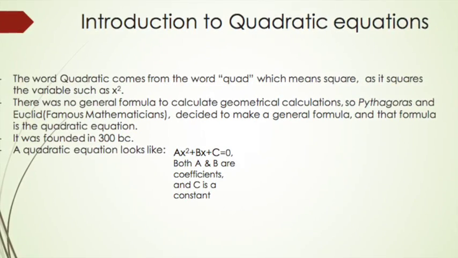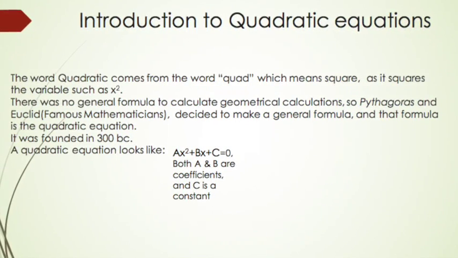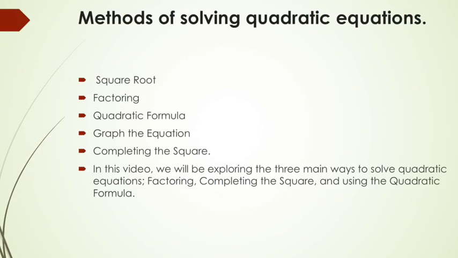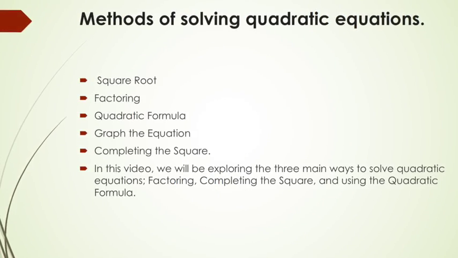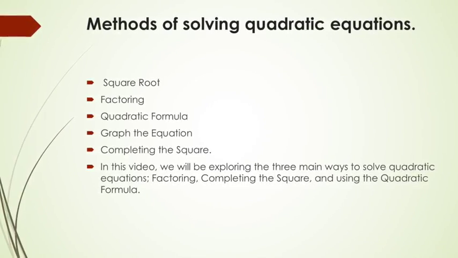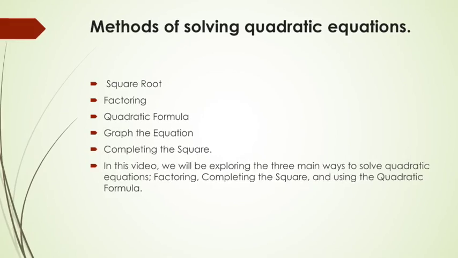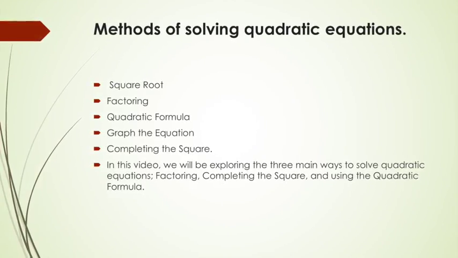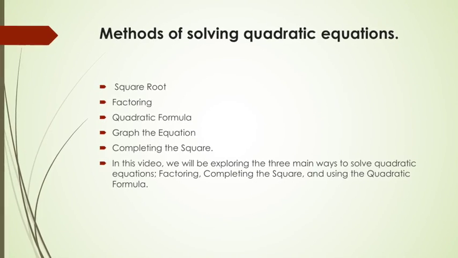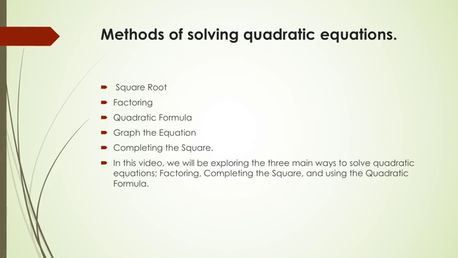ax squared plus bx plus c is equal to 0, where both a and b are coefficients and c is a constant. The different ways of solving quadratic equations are square rooting it, factoring, applying the quadratic formula, and completing the square. In this video, we will be exploring the three main ways to solve quadratic equations: factoring, completing the square, and using the quadratic equation.